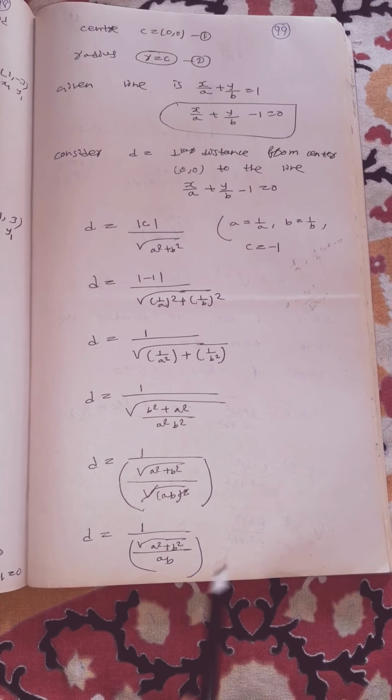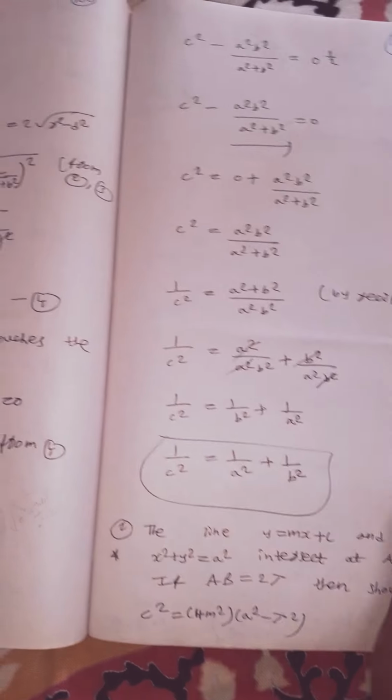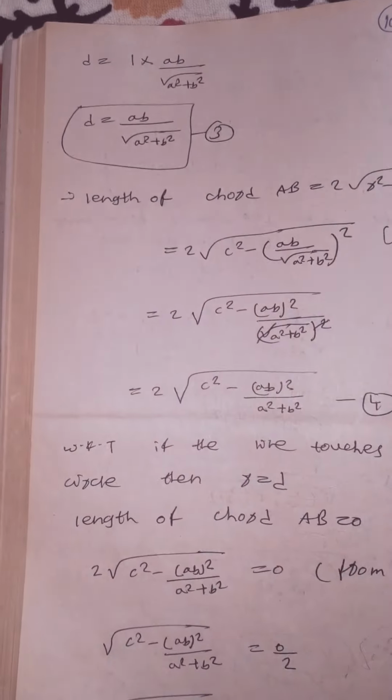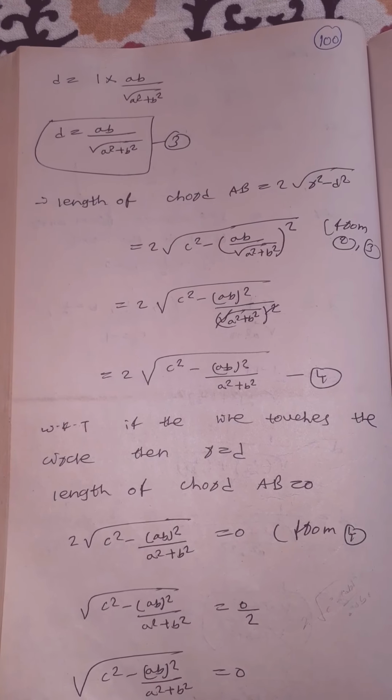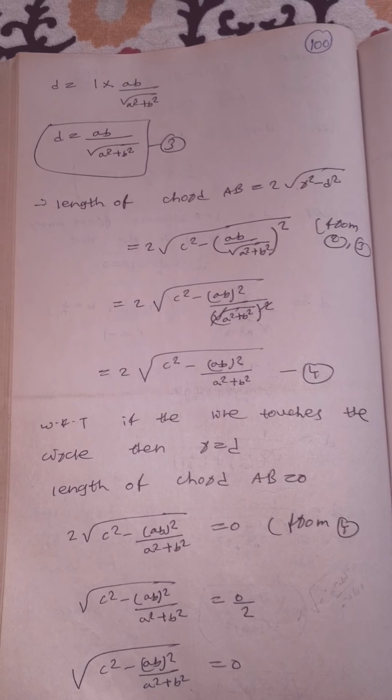Now the reciprocal of this part becomes ab by under root a square plus b square. So 1 into ab is ab. So d is equal to ab by under root a square plus b square.